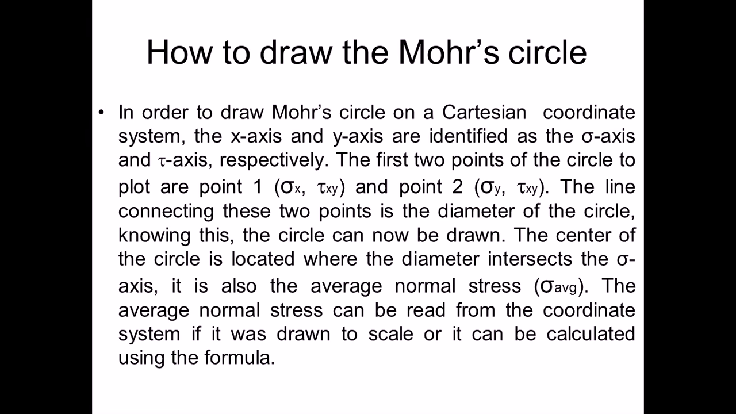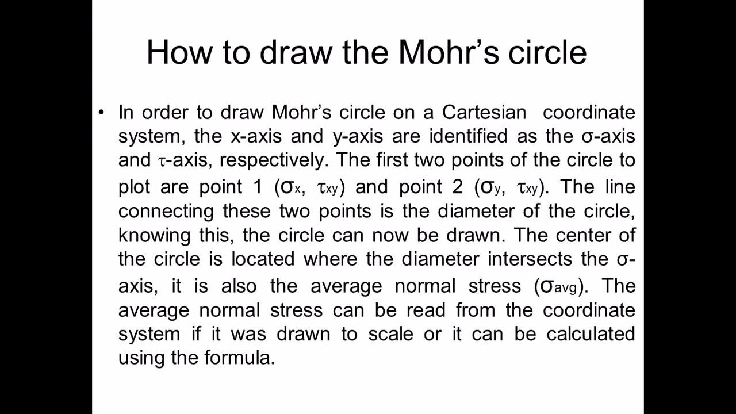So to draw the Mohr circle on a Cartesian coordinate system, the x-axis and y-axis are identified as the sigma axis and tau axis respectively. The first point of the circle to be plotted, point 1, has coordinates sigma x and tau xy, and point 2 is sigma y and tau xy. The line connecting these 2 points is the diameter of the circle. Knowing this, the circle can now be drawn.